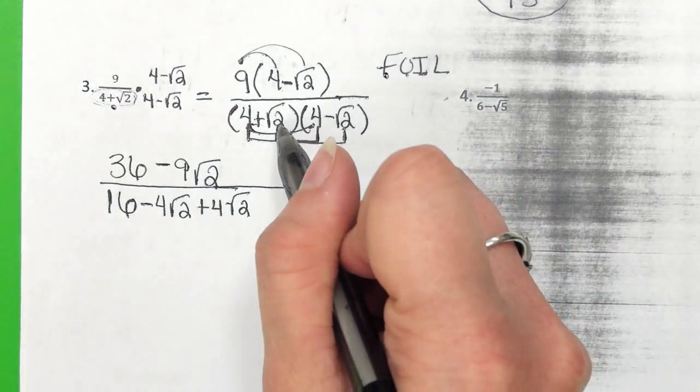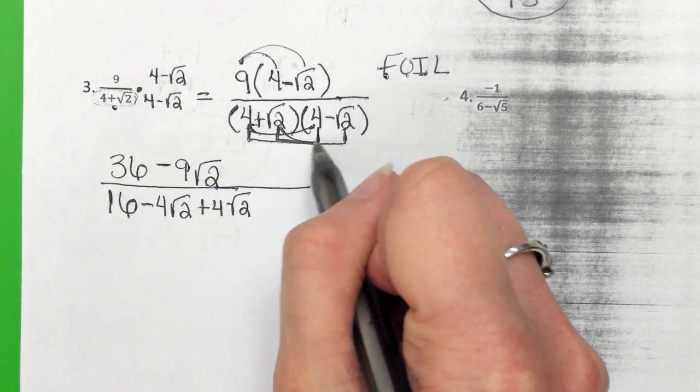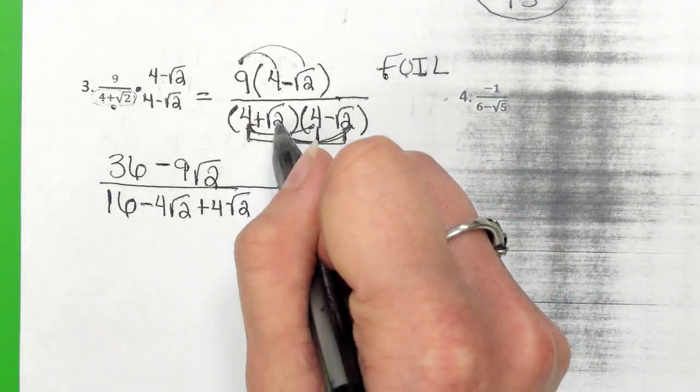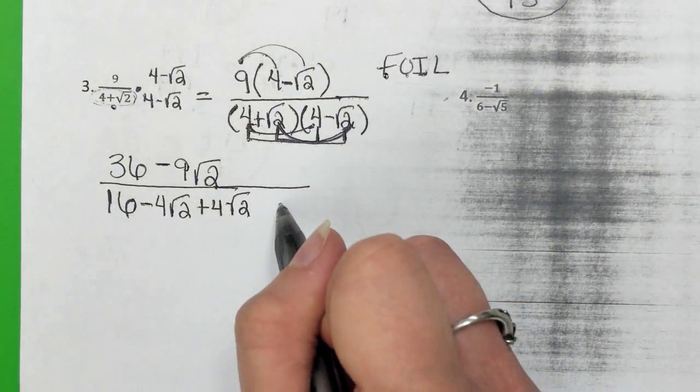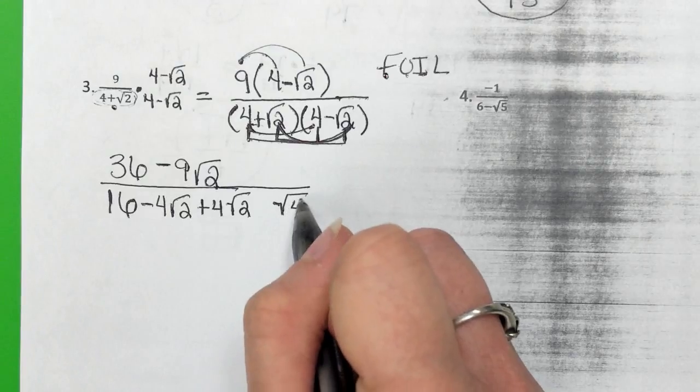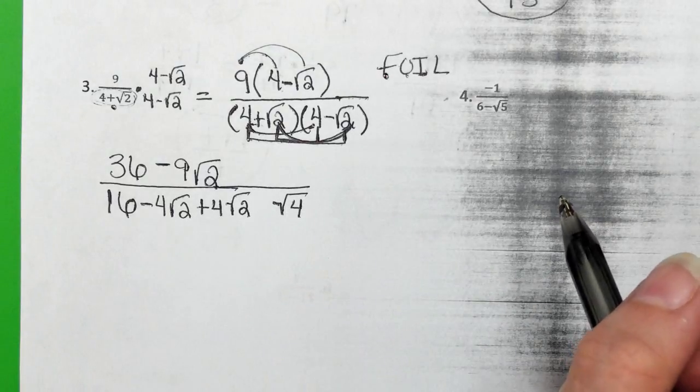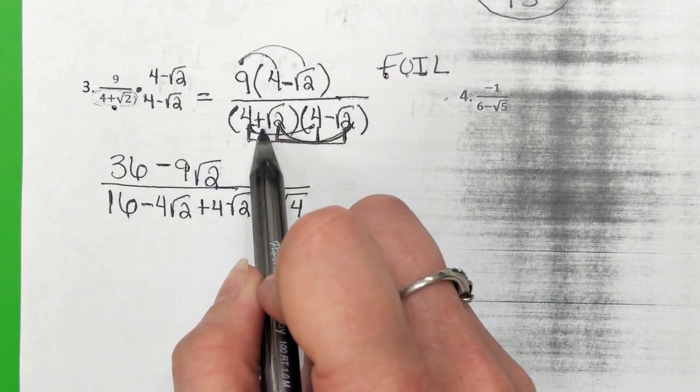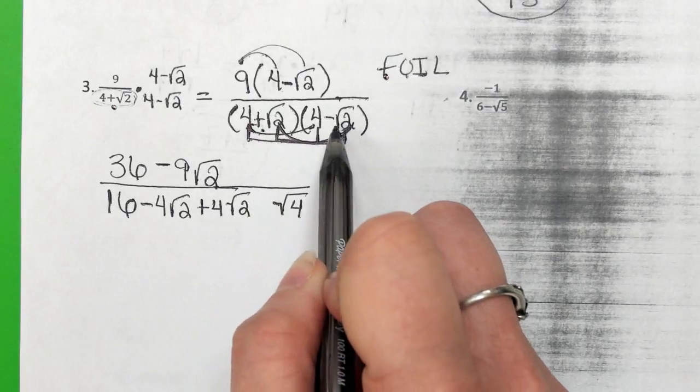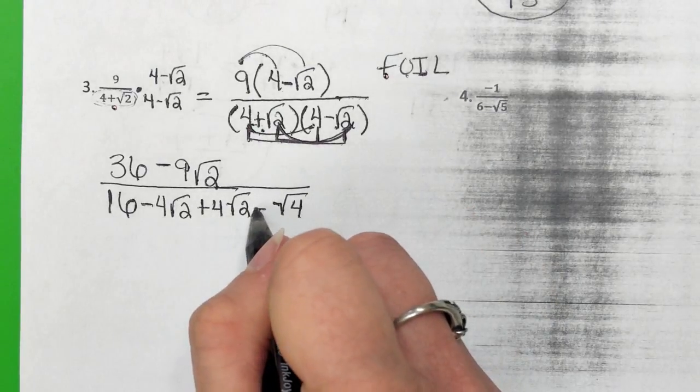And what's the last? Square root of 2 and square root of 2. What kind of sign? Positive. Square root of 4. No, this is a positive. Oh, this is a negative. So it's a negative.